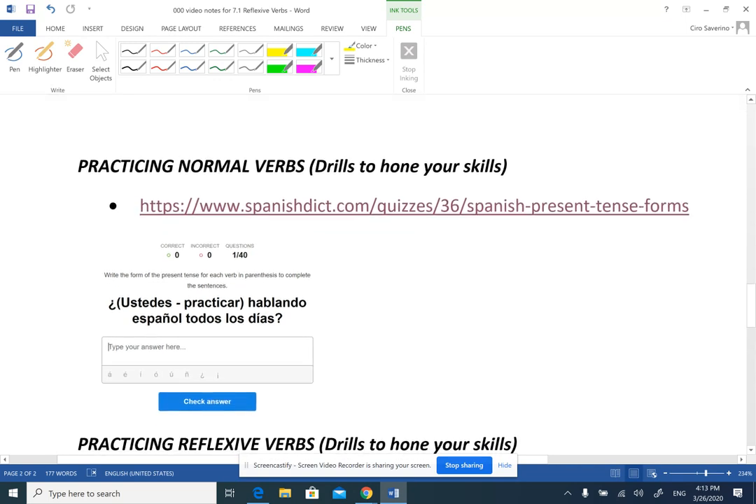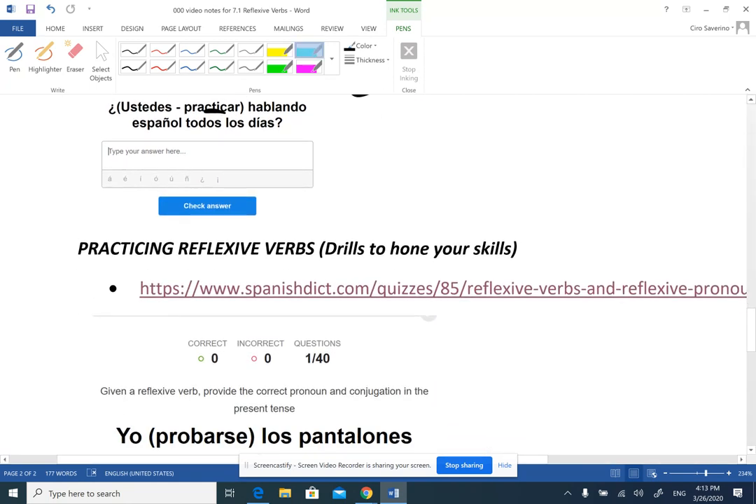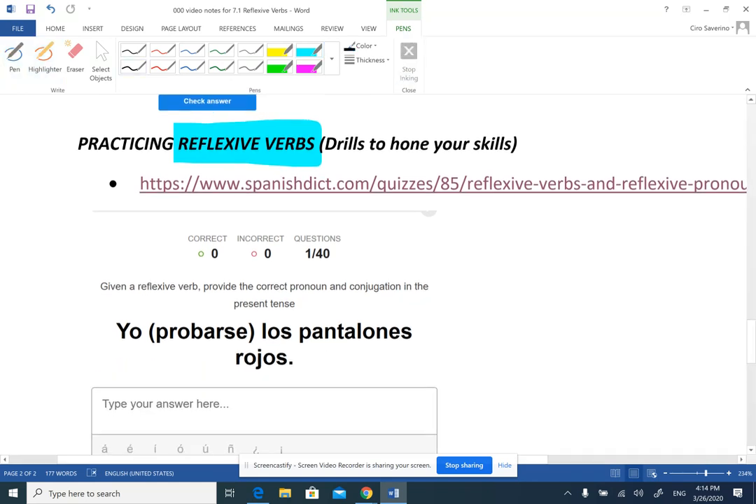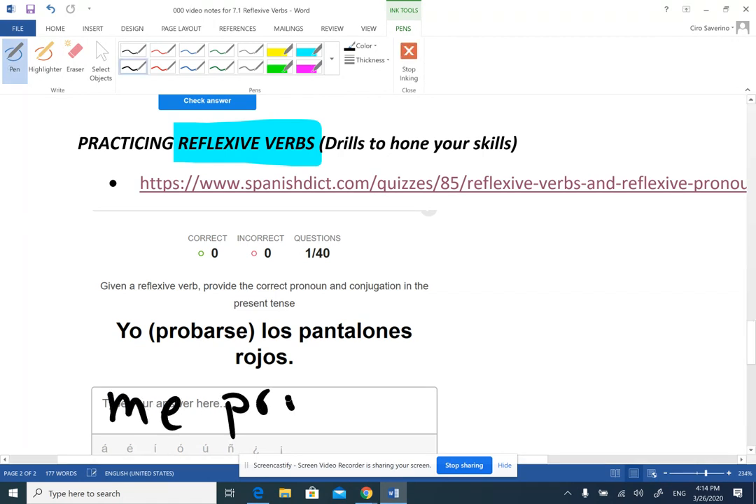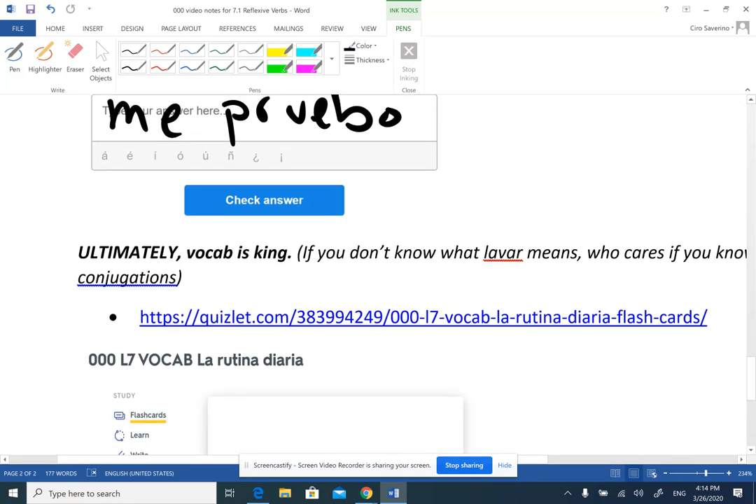So I have here a link that brings us to practicing regular normal verbs. Okay. Then I have a link here for you to practice reflexive verbs. All right. Here's an example. Yo probarse los pantalones. That's going to be me pruebo. Okay.